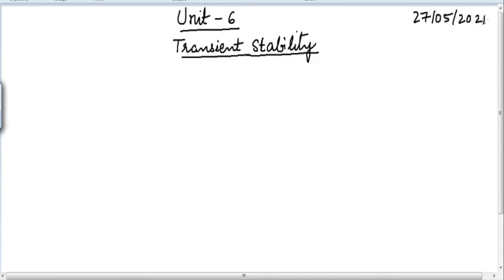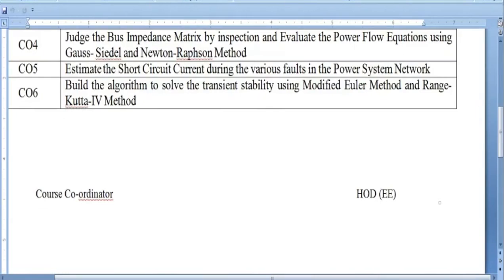So first let us know what the outcomes of this unit are. At the end of this unit, you all will be able to build the algorithm to solve the transient stability using the modified Euler method and the Runge-Kutta 4 method. Both these methods are numerical methods which you have already learned in semester 4 of the electrical engineering program.